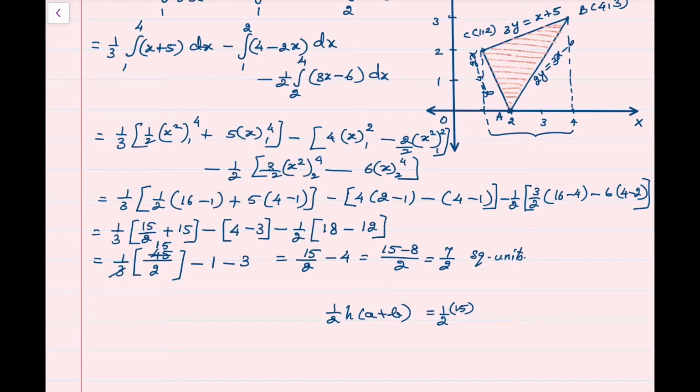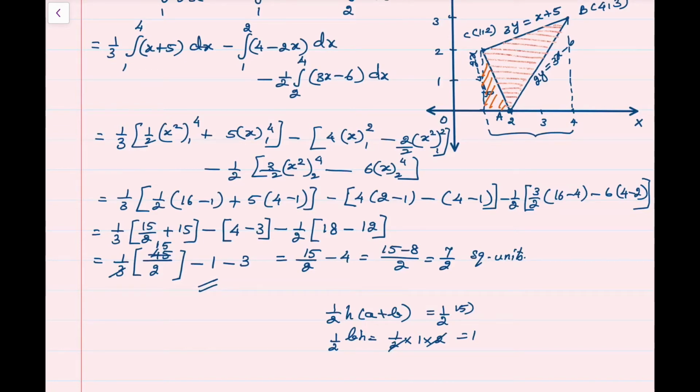The second integral is the area under the line AC, which is the area of this triangle. Area of the triangle formula is half BH. Half into base of the triangle is 1 unit and height is 2 units. The answer should be 1. See the second term, we got 1. But it is a lower curve, it has to be subtracted, that's why it is minus 1.